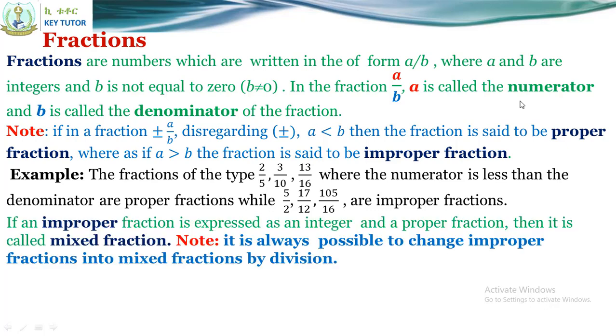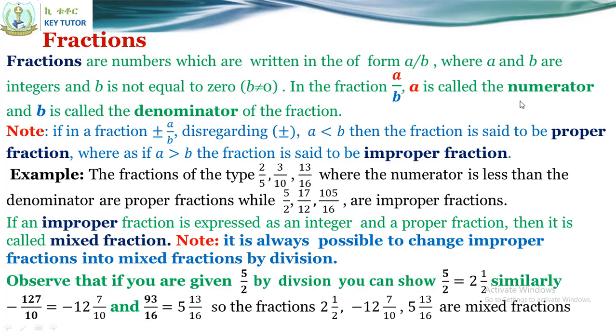If an improper fraction is expressed as an integer and a proper fraction, then it is called a mixed fraction because it is expressed as an integer with a proper fraction. That makes it a mixed fraction. Note here, every improper fraction can be changed into a mixed fraction by division.